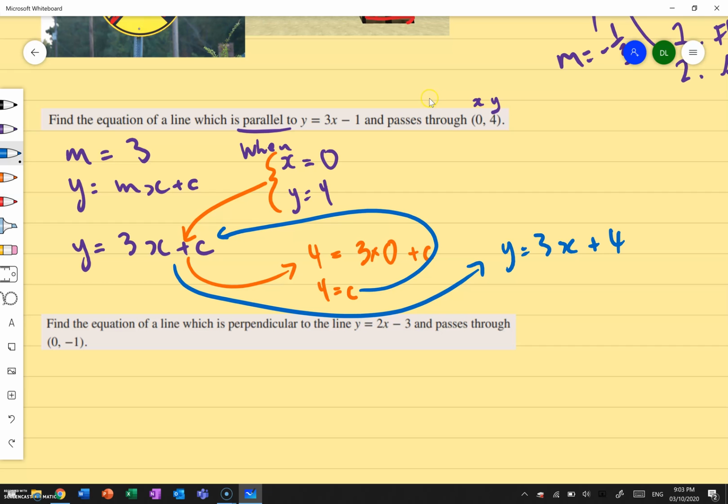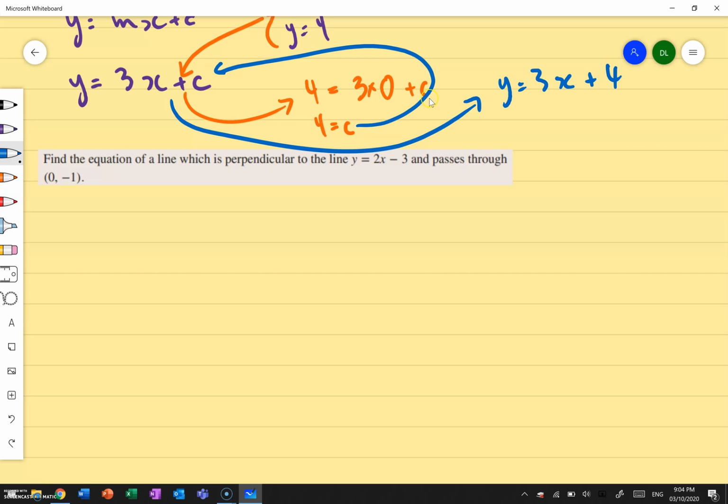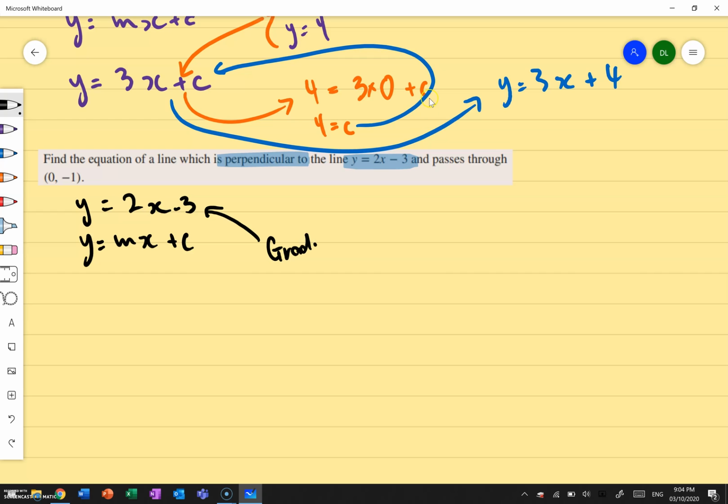Let's do a quick one with perpendicular lines, okay? So let's go over here. Find the equation of a line which is perpendicular to the line y equals 2x minus 3 and passes through (0, -1). So let's focus on what we know. We know it's perpendicular, and we know the equation of our old line. So y equals 2x minus 3 is our old line. We're trying to find the perpendicular, so we know that m, because remember, y equals mx plus c, right? So the gradient of our old line is going to be 2.